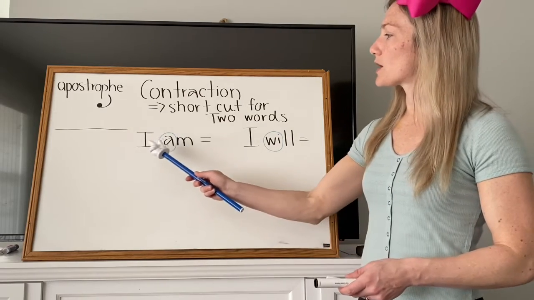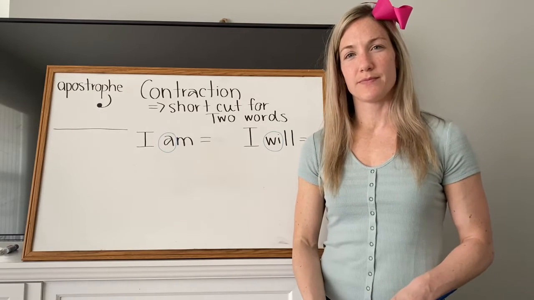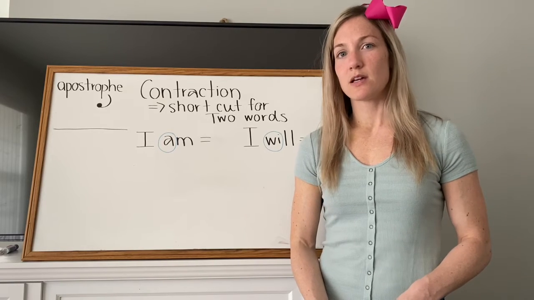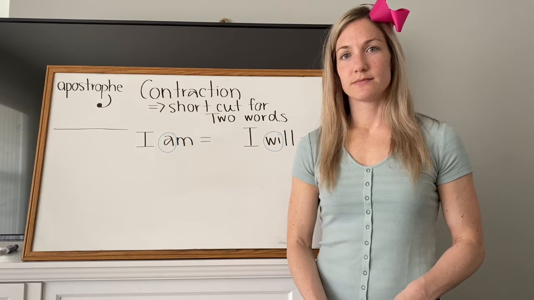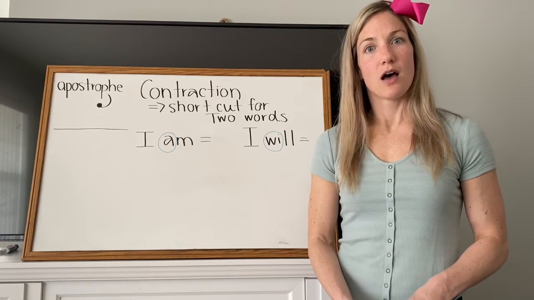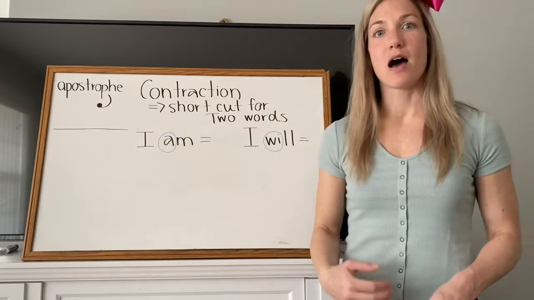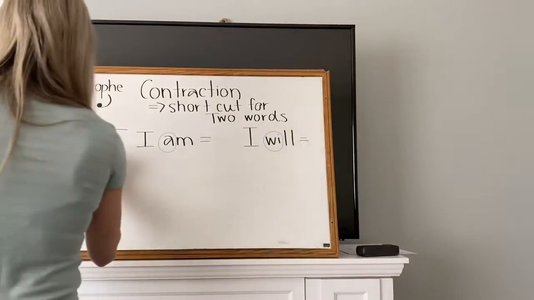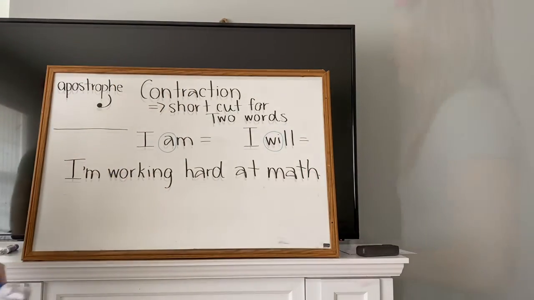So let's start with the word I am. The contraction for I am is what, boys and girls? Do you remember? That's right, it's I'm. Can you think of your own sentence that uses the word I'm? I bet you came up with a great sentence. I'm going to write one on the board that used the contraction I'm. Let's think of another one. I'm working hard at math. That is a sentence that uses the contraction I'm.